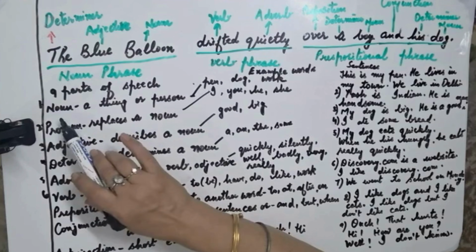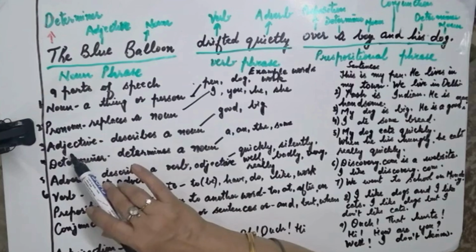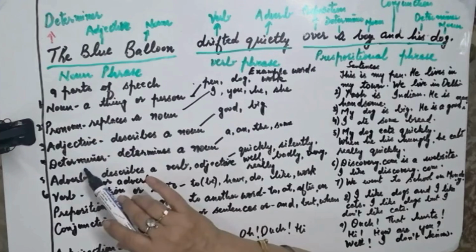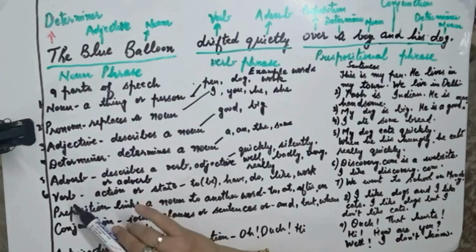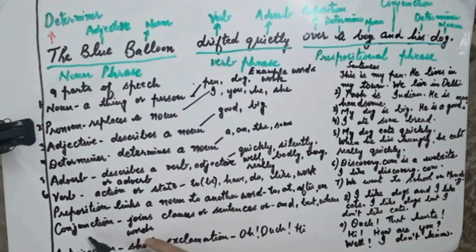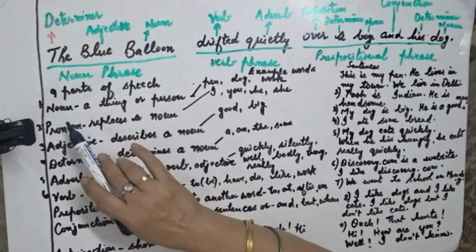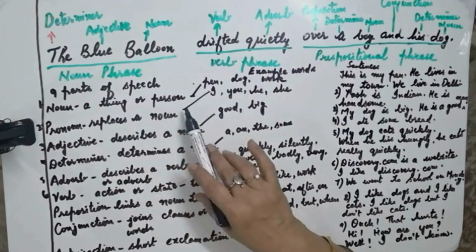Now, if we speak about the names of the 9 parts of speech, we've got 9 parts of speech. The first is noun, second pronoun, third is adjective, fourth is determiner, then adverb, verb, preposition, conjunction, and last is the interjection.